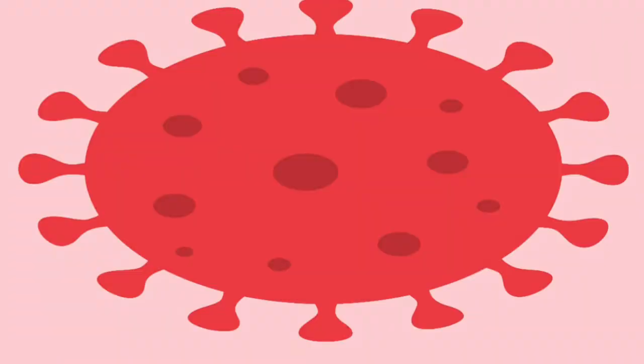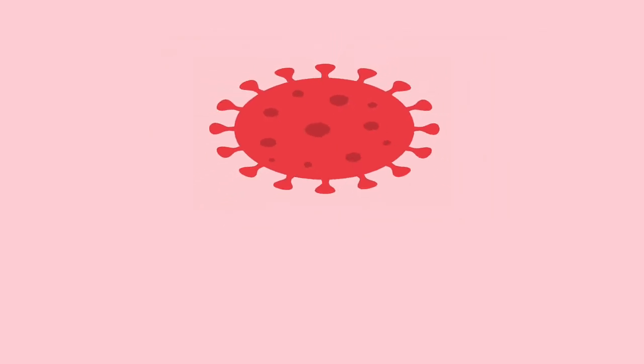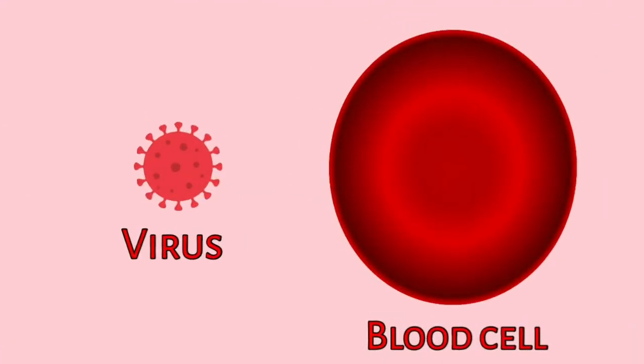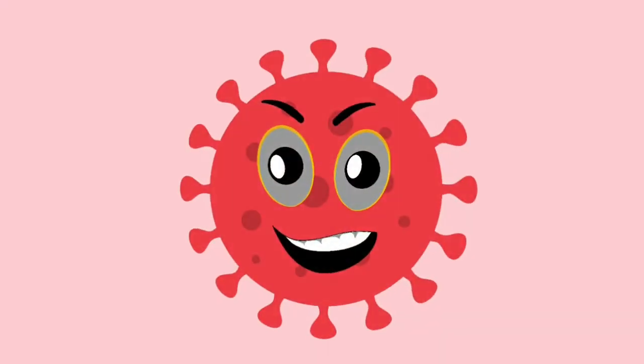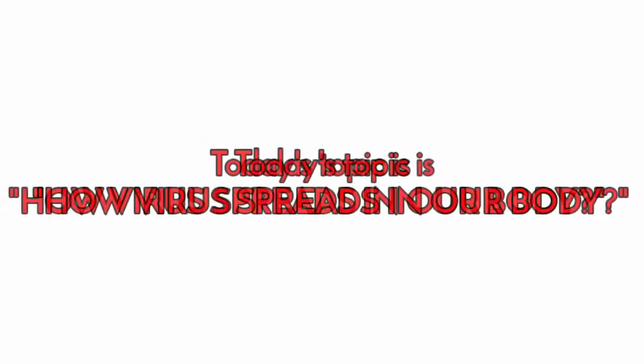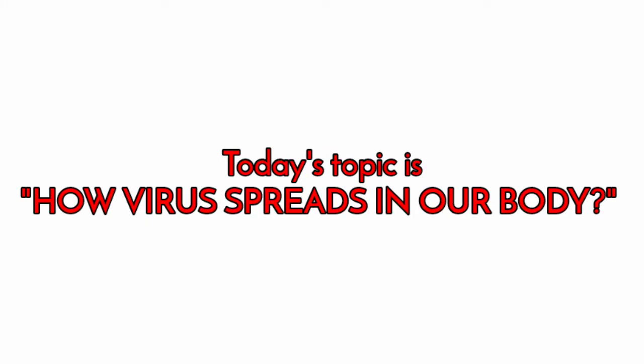And this is all because of a small virus. And when I say small, I mean really small. So small that it is smaller than a single blood cell of any type, and we need an electron microscope to see it. Despite being so small, how can a virus create such a catastrophe? As an answer to that question, in this video, I'm going to talk about how the virus spreads in the human body. Let's jump in.